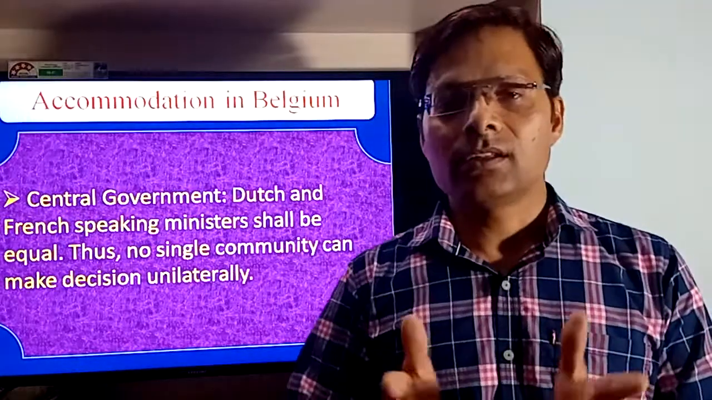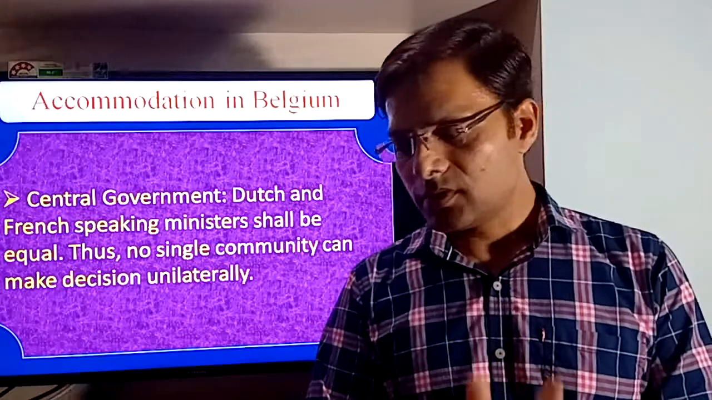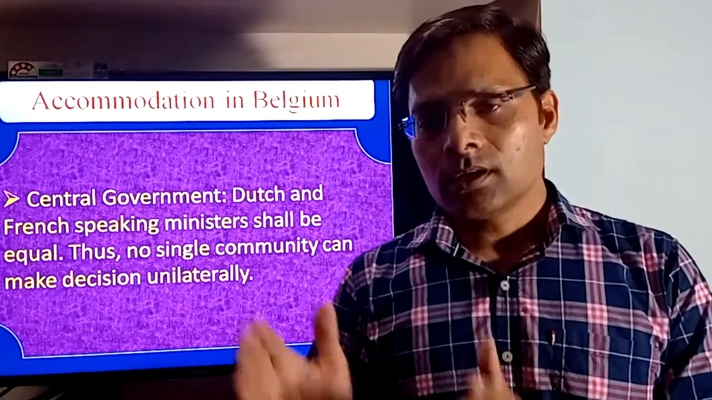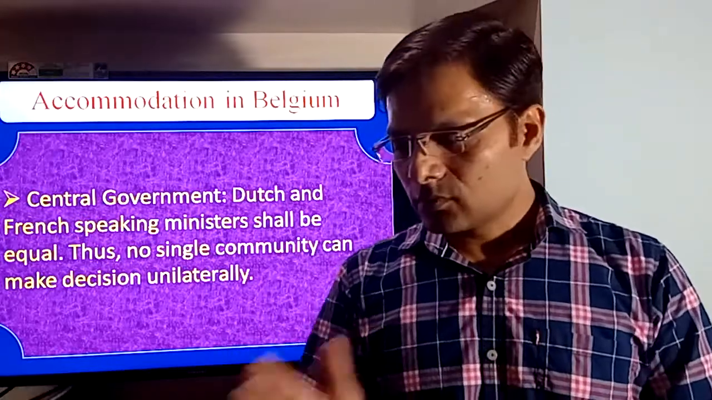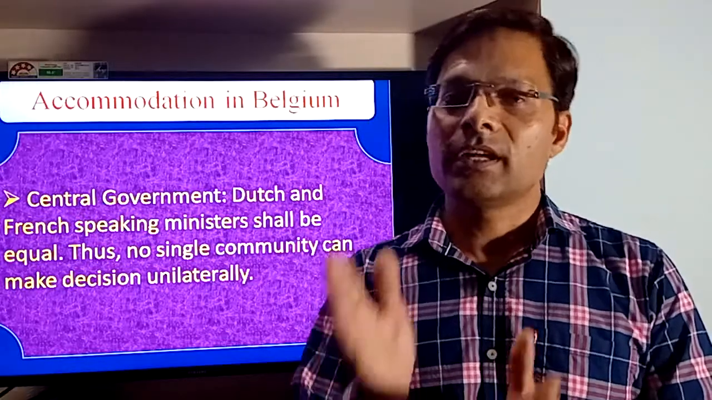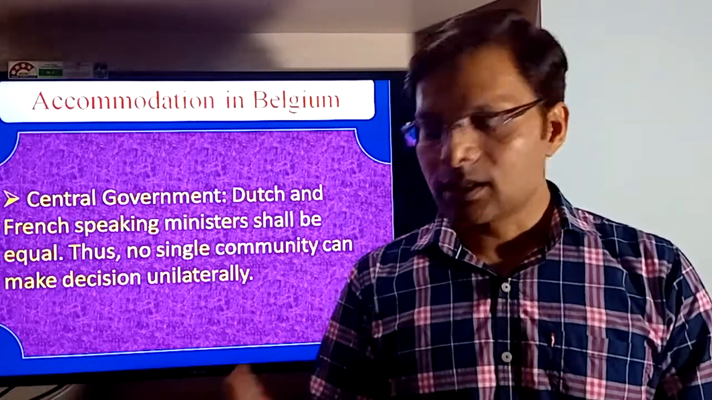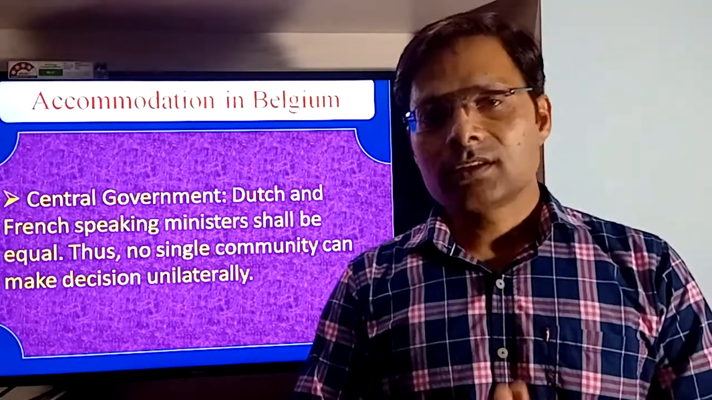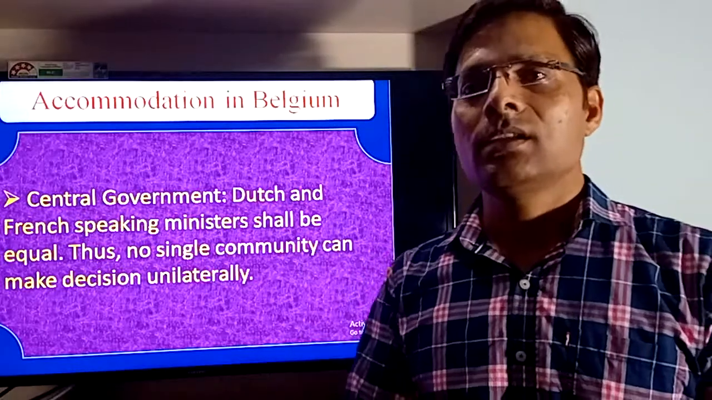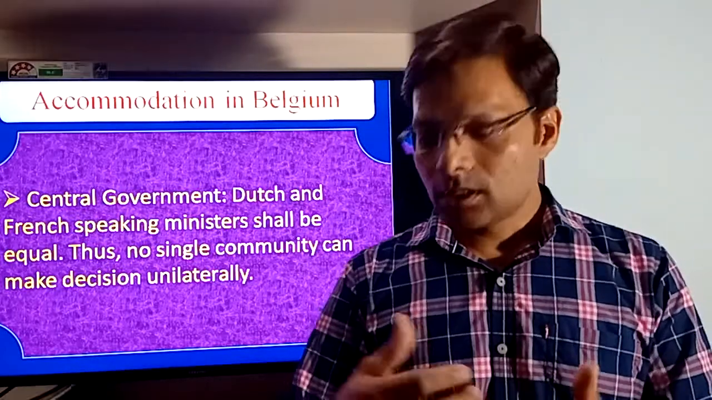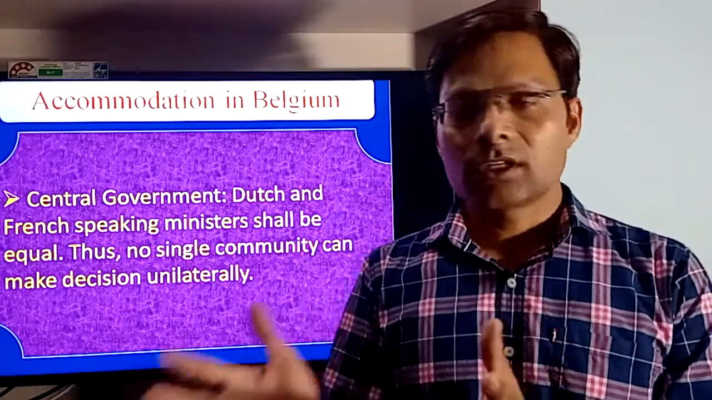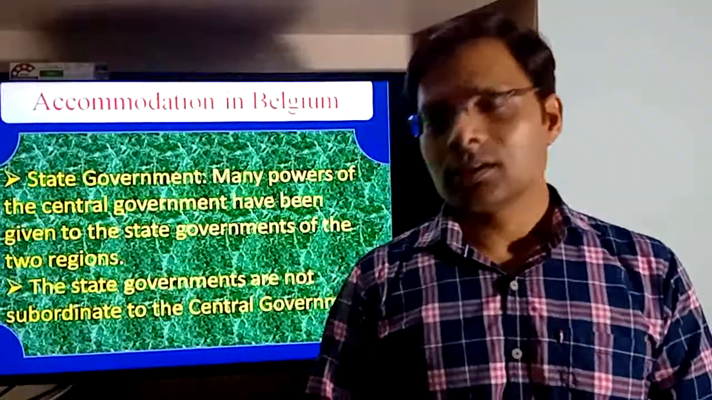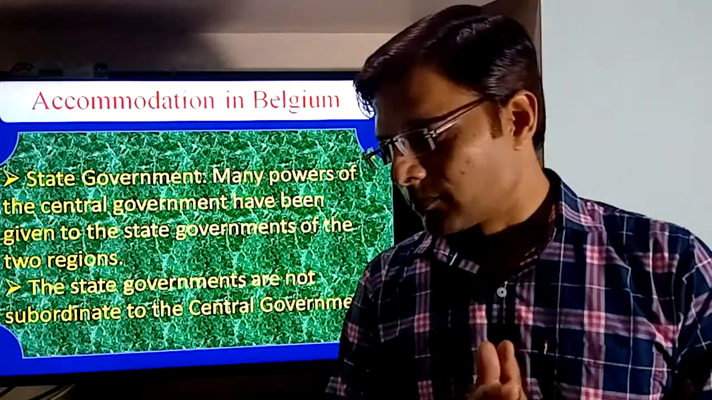In the central government, they decided that a 50-50% reservation, or you can say a 50-50% share in the power, will be given to each community. So Dutch speaker members will be getting 50% seats in the parliament, and the French speakers also will be getting 50%. In this way, we can say that no single community can make the decision for the nation. If a decision has to be taken, both communities have to come together and then they can take the decision.